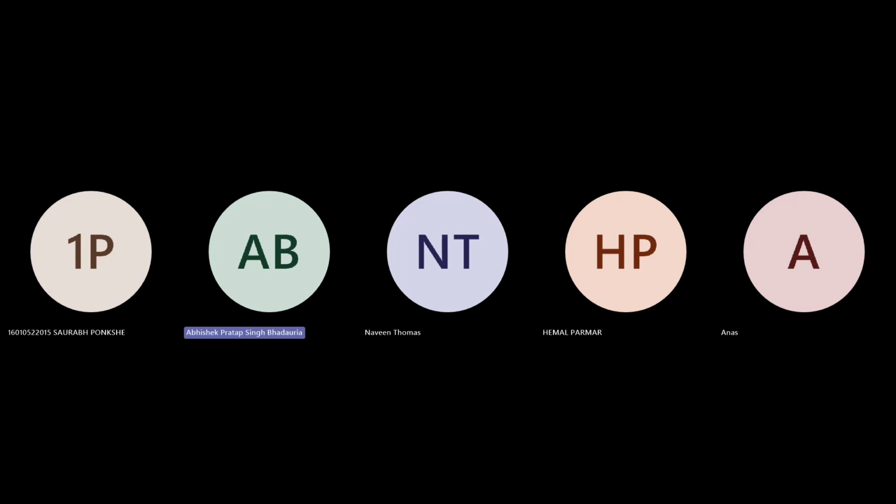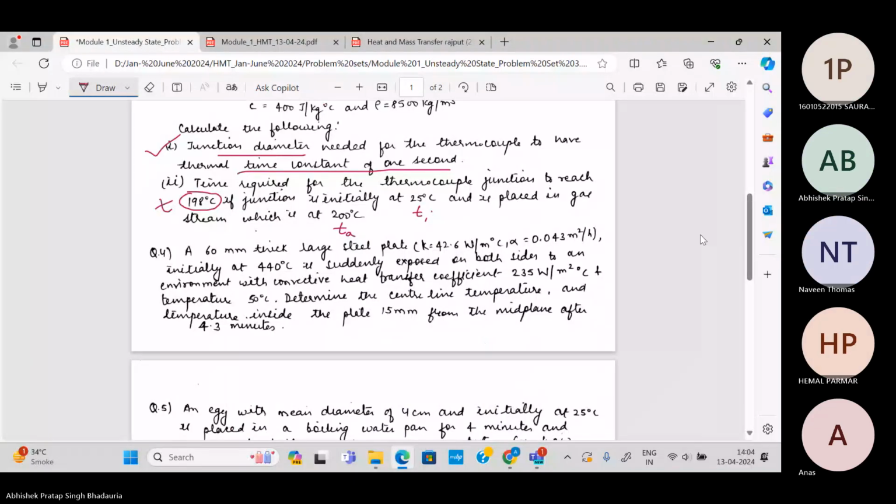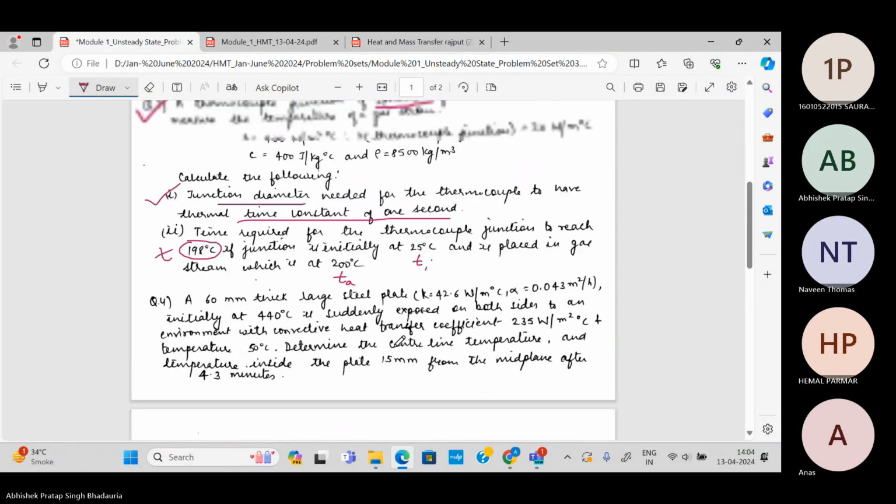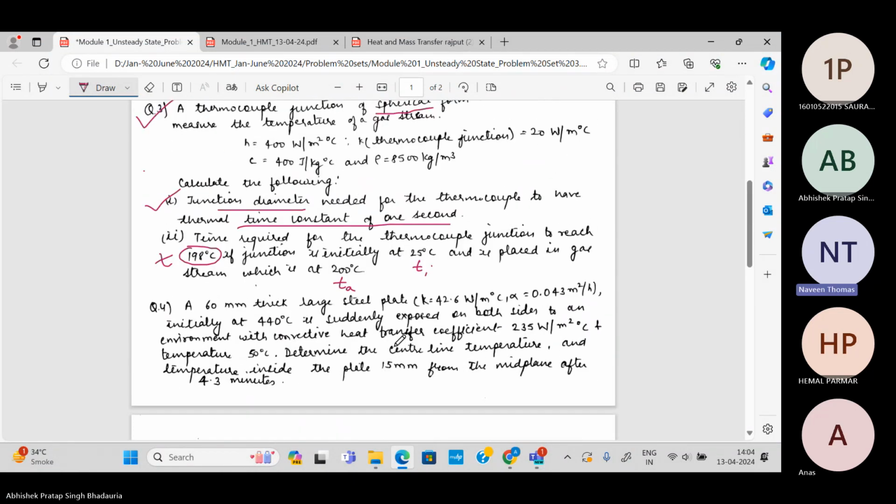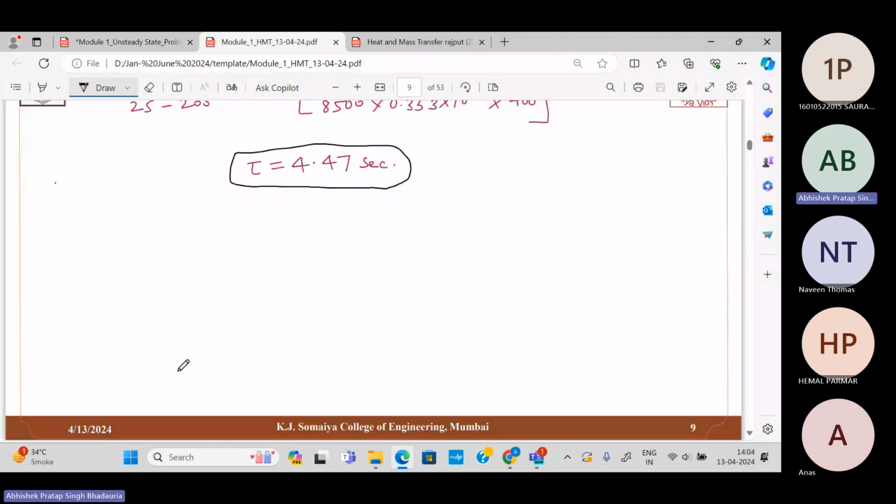Okay, so let's solve. Can you see my screen? Anyone please confirm? Yes, sir. Okay, fine. So question number 4. Let's solve this problem.